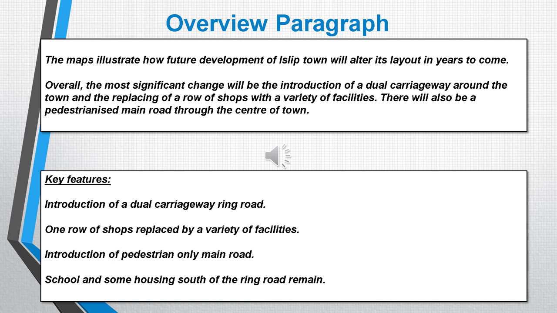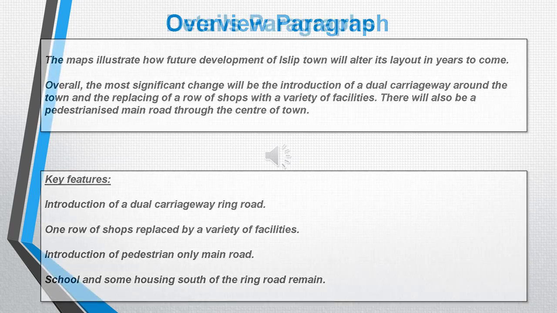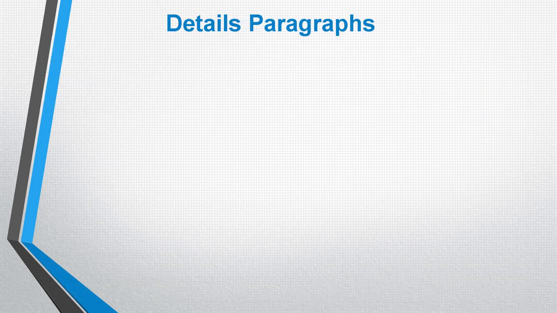Again, no specific details. We've kept it quite general, with the fact that we've said a row of shops will be replaced with a variety of facilities rather than naming them individually. And finally, we'll add the details paragraphs.